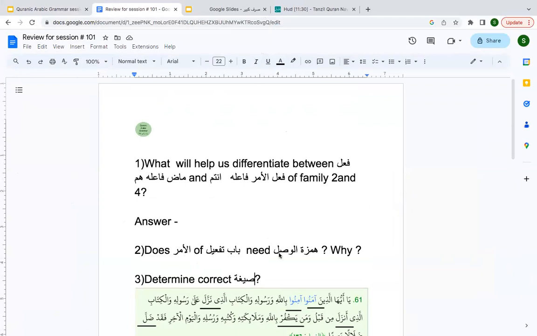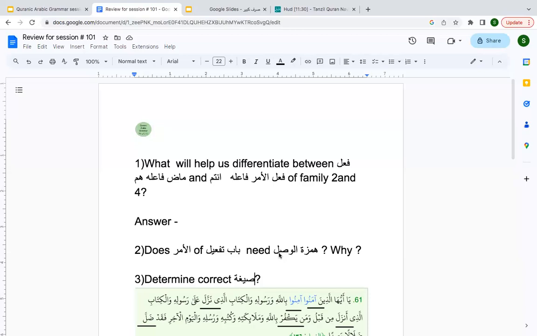Though there is an Amr there, but why don't we need it? Give me another reason. We need Hamzatul Wasl because our words cannot begin with a sukoon. In Arabic, you cannot start a word with a sukoon.